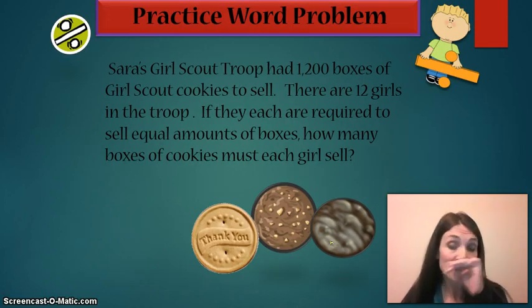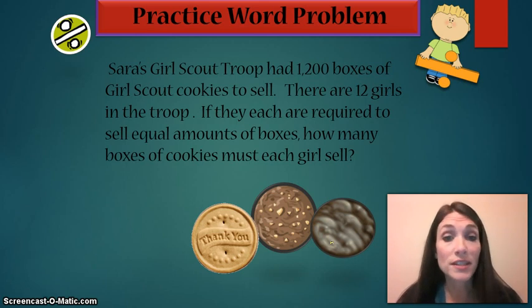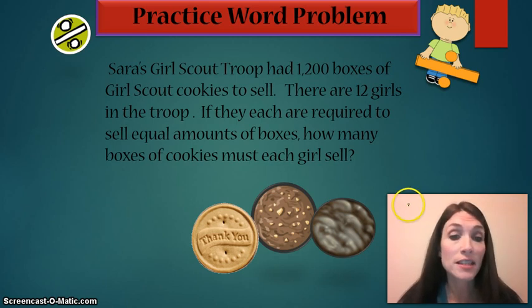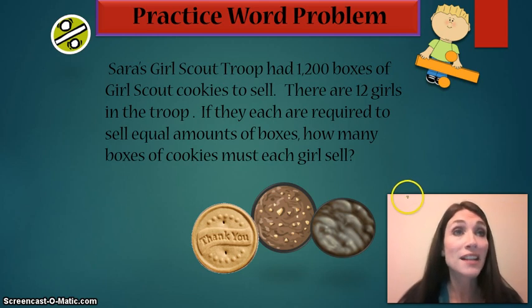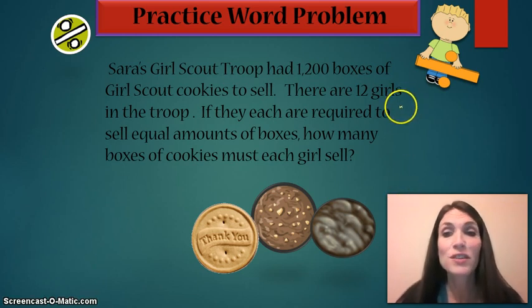Sarah's Girl Scout troop had 1,200 boxes of Girl Scout cookies to sell. There are 12 girls in the troop. If they are each required to sell equal amounts of boxes, how many boxes of cookies must each girl sell? So we have a practice word problem tonight. So go ahead, take a moment to work this out. Make sure to label your answer since this is a word problem. And when you're ready to check, go ahead and press play.